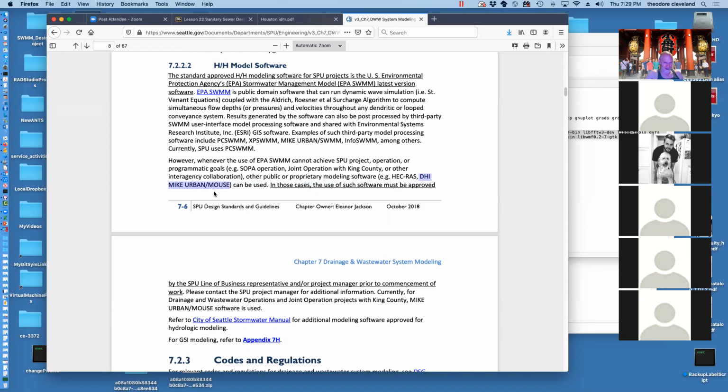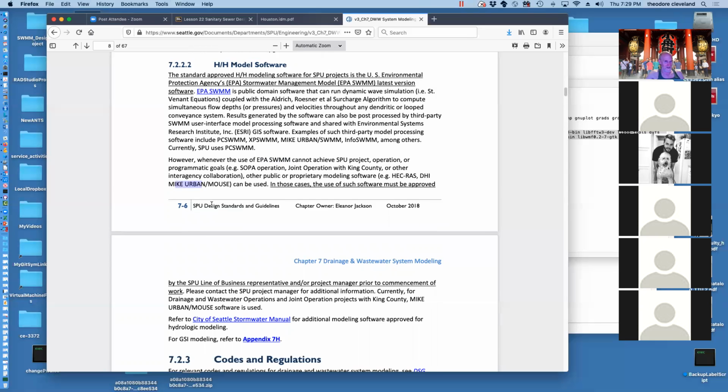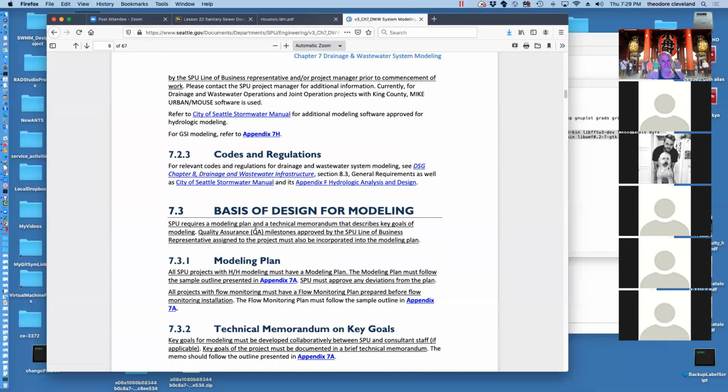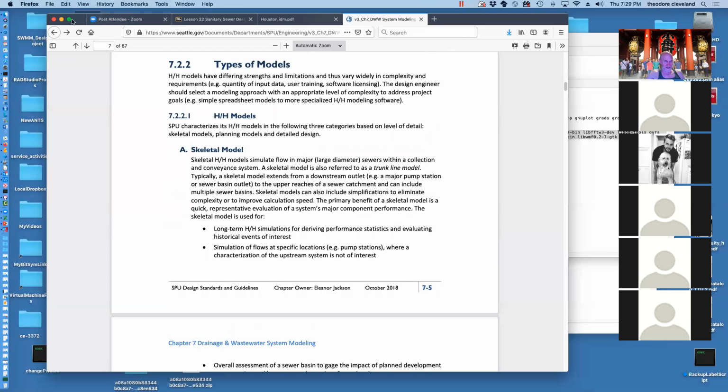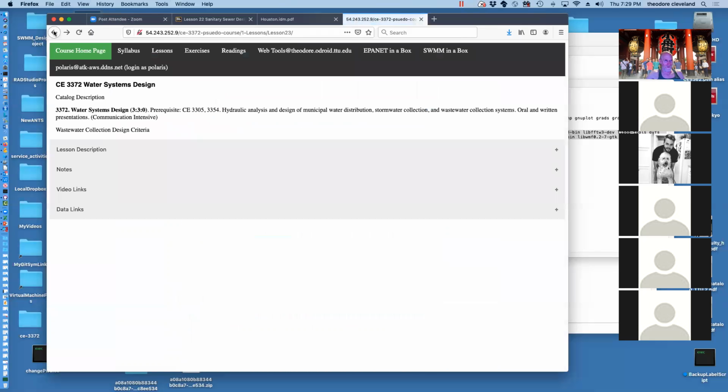Mike Urban or Mouse could be used. Mike Urban is an enhanced surface-subsurface drainage model. Ironically, it uses the SWMM computation engine. So again, I find it hard to believe that you can find a situation where this will meet your needs and this one won't. Mike Urban might be easier to use from an end user point of view. So that's a good thing to have in your toolbox, that there's at least this one set of criteria.